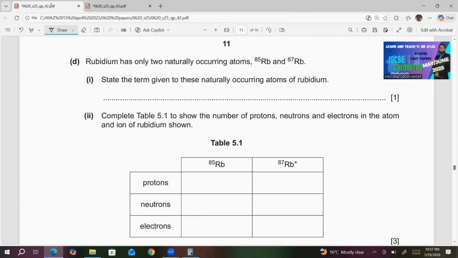D. Rubidium has only 2 naturally occurring atoms.